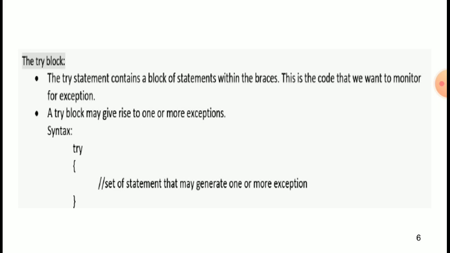First is the try block. The try statement contains a block of statements within the brackets. This is the code that we want to monitor for exceptions. A try block may give rise to one or more exceptions. Syntax: try, starting curly bracket, and then a set of statements that may generate one or more exceptions, and the end curly bracket. So that is a try block.